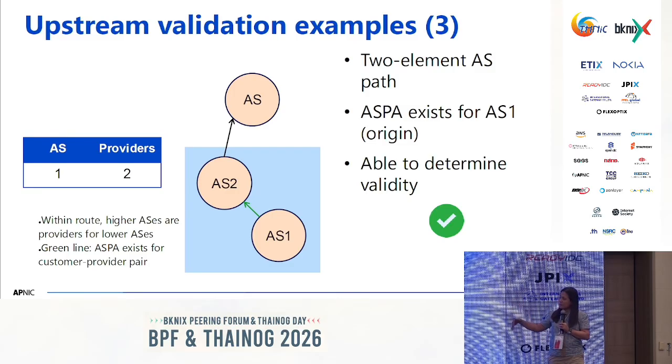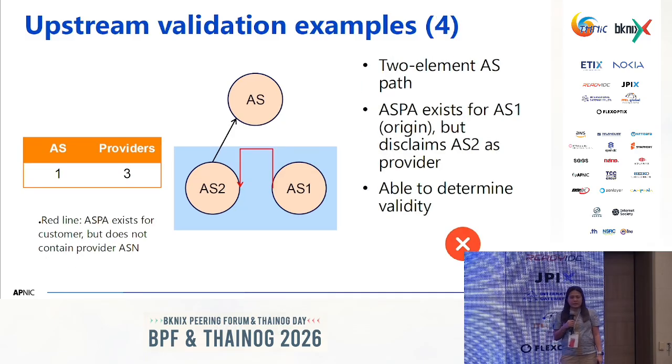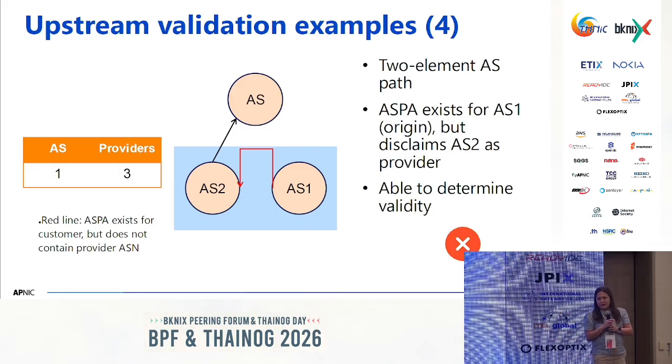All the associations are from the customer going to its provider. Now, let's look at another example. If AS1 in this case has also issued an ASPA, however, it doesn't list AS2 as its provider. In the ASPA, it shows AS3 as its upstream. So in this case, AS1 shouldn't be sending routes to AS2, so the possibility of a route leak is very high. Therefore, this is invalid.